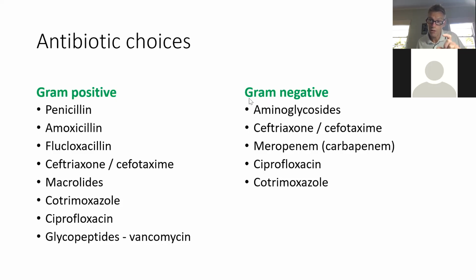Gram-negative infections have a few fewer antibiotics, but aminoglycosides, of course, gentamicin, tobramycin, amikacin, they're all very good treatment for gram-negative infections. Aminoglycosides also do have some cover for some gram-positive infections, but mostly it's gram-negative infections. Ceftriaxone and cefotaxime have cover for gram-negative infections as well as gram-positive infections.